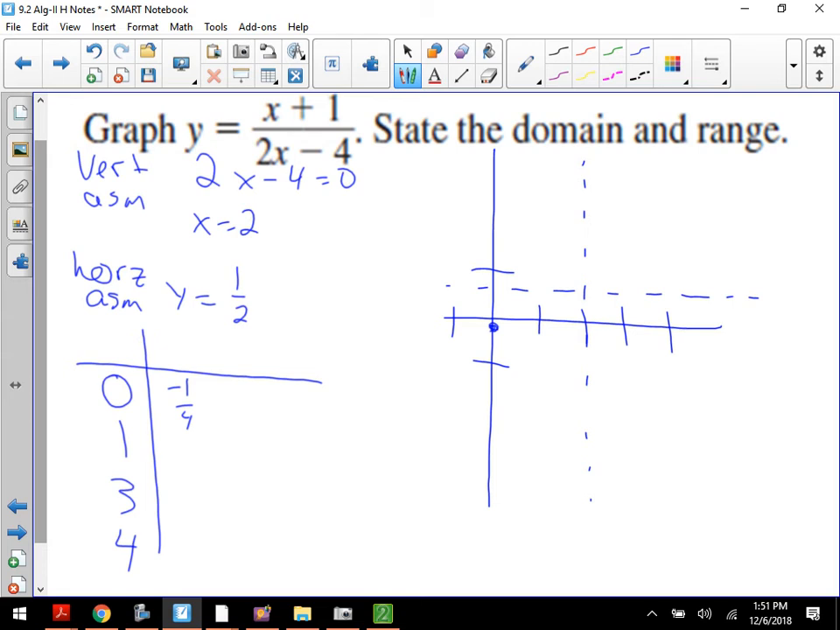So now you use 1. What's 1 plus 1? What's 2 times 1? What's 2 minus 4? So 2 divided by negative 2 is negative 1. Just with those 2 points, you now know the direction that it's going.